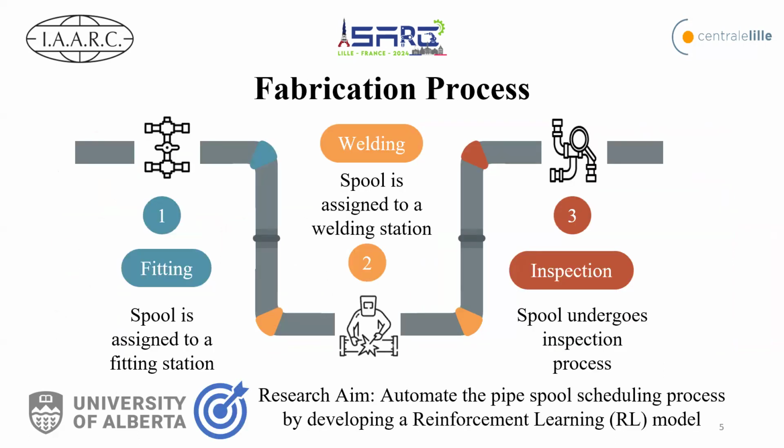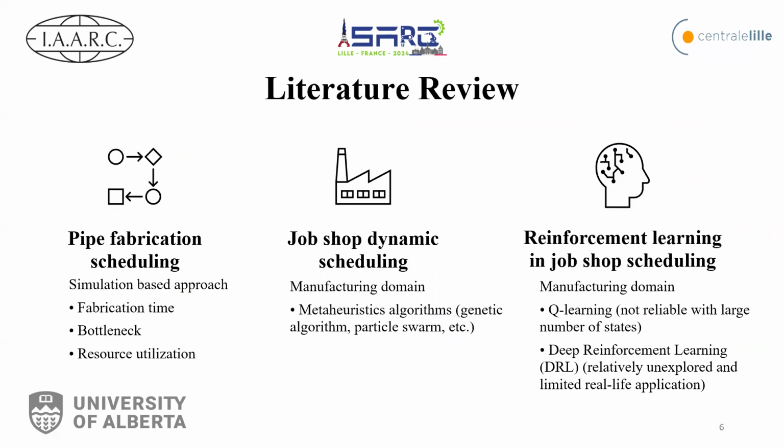So for scheduling the fabrication of these pipe spools in a shop, based on the available fitting station, processing time, and due date, the spool is assigned to a station to undergo fitting. Once the spool is fitted, the welding station and processing time are checked, and then the spool is assigned to a welding station. Finally, inspectors can check the spools. This scheduling process is conducted manually in the fabrication shop. So our objective is to explore the automation of this scheduling process by developing a reinforcement learning model.